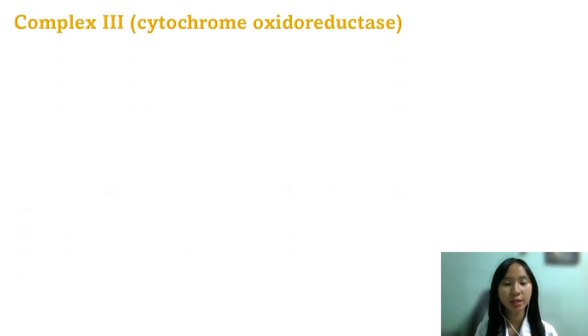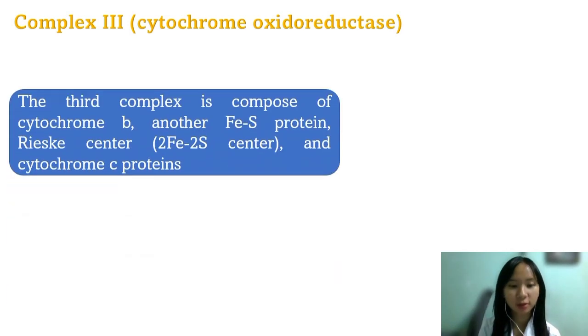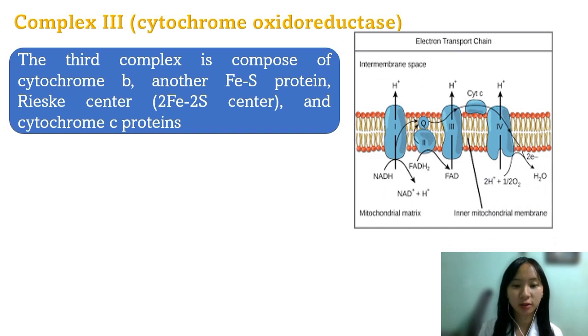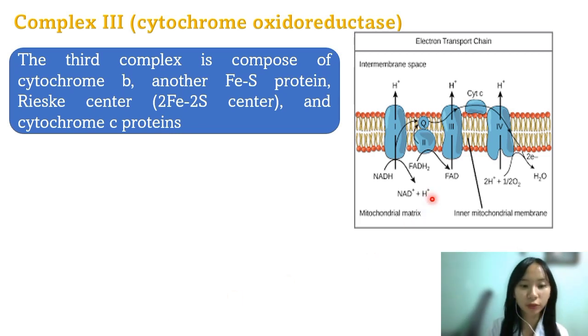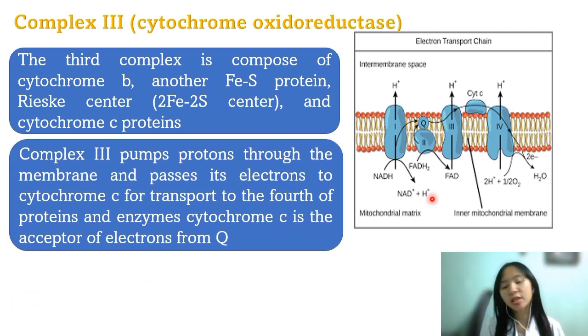Next, complex 3, which is called cytochrome bc1. The third complex is composed of cytochrome b, an iron-sulfur protein, and cytochrome c1. Complex 3 pumps protons across the membrane and passes its electrons to cytochrome C.